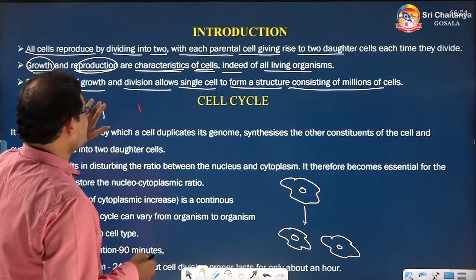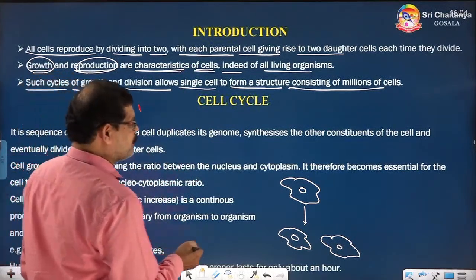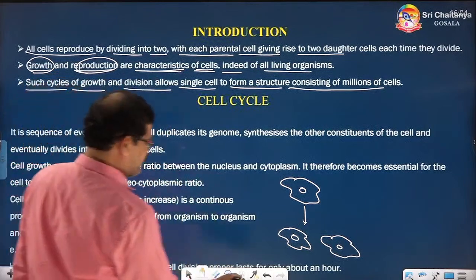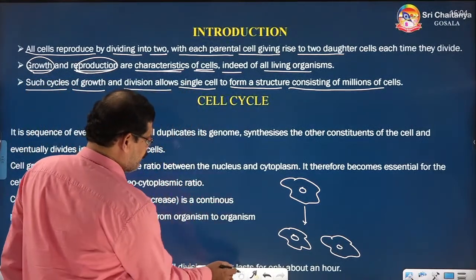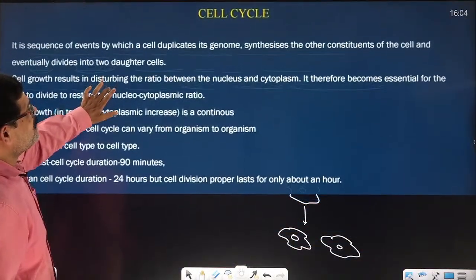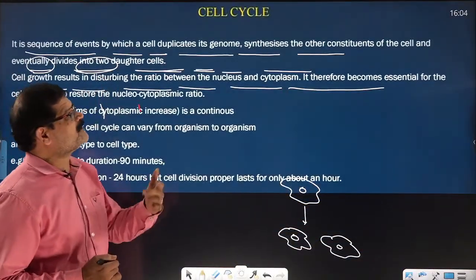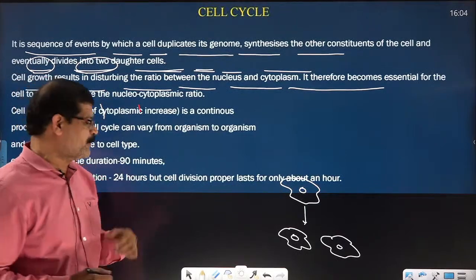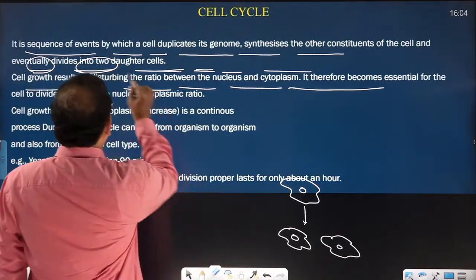Now we come to the cell cycle. What is the cell cycle, how is the cell cycle performed, and what things are present here? We are going to see this. What is meant by the cell cycle? What are the things present in the cell cycle, and what is the importance of the cell cycle? That is what we are going to look at.